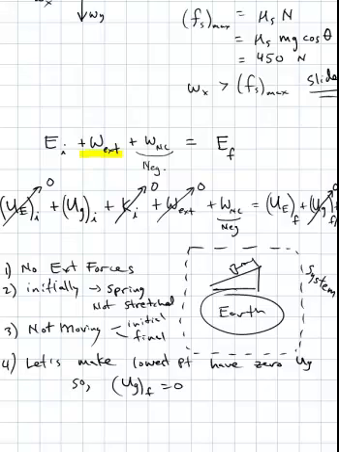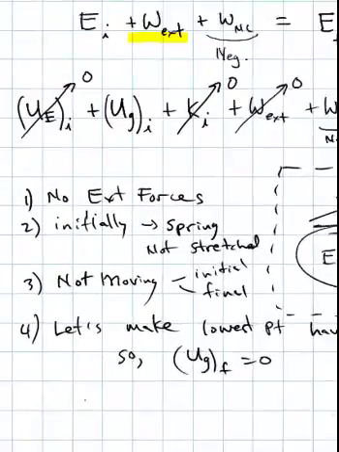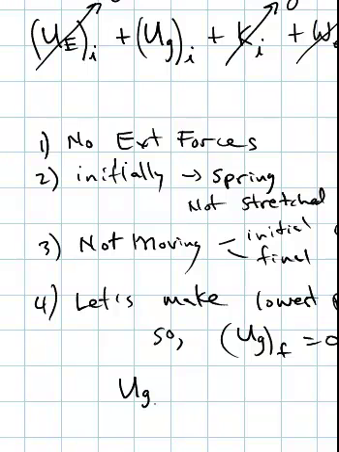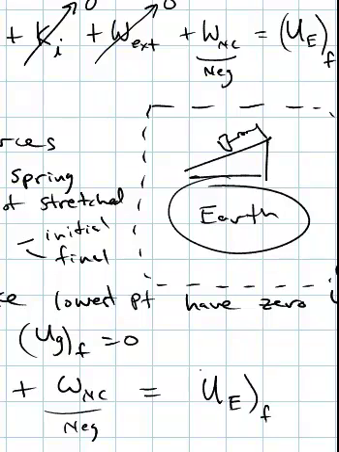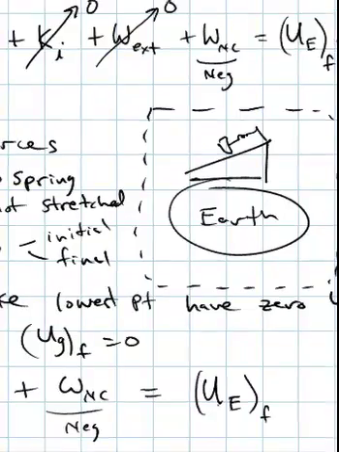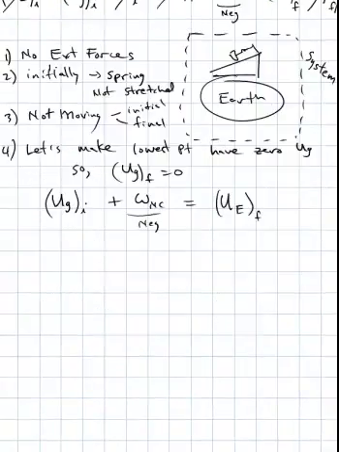Alright, now we can rewrite this equation. We have our gravitational potential energy in the initial state. We have our work done by non-conservative forces. Let's not forget that's going to be a negative number. And at the end, all of our energy is in the spring. Okay, much simpler now. Let's take a look at how we punch those numbers in.